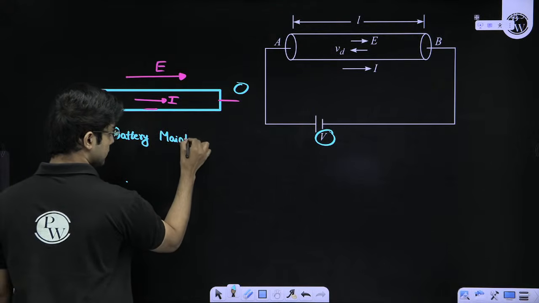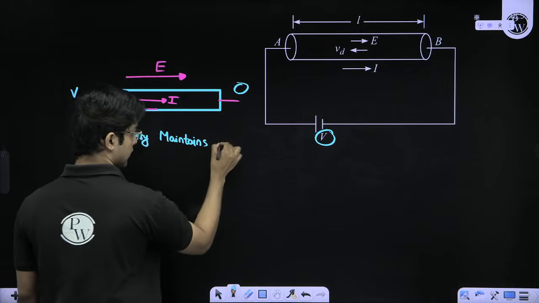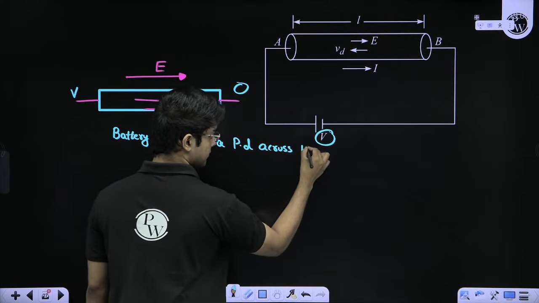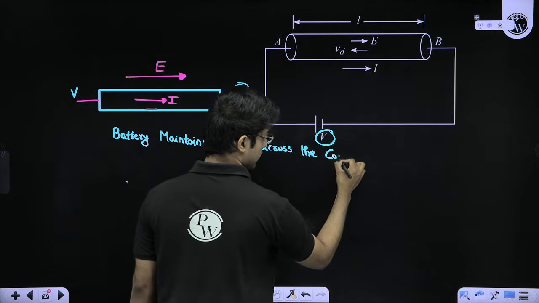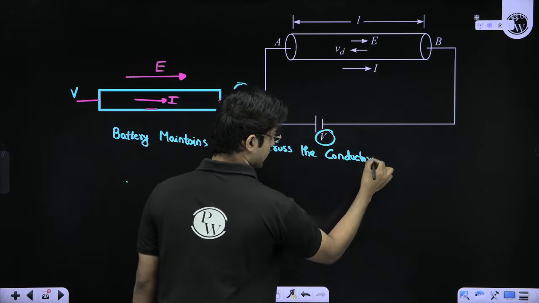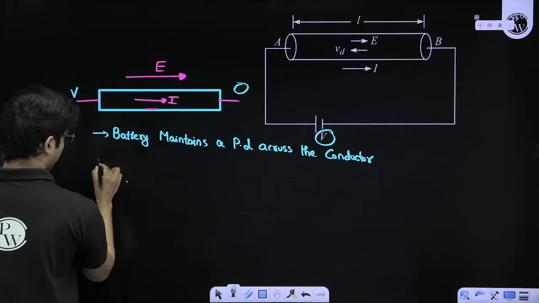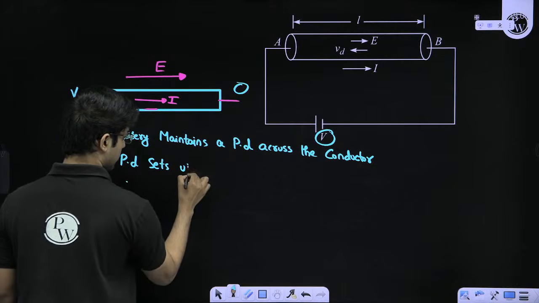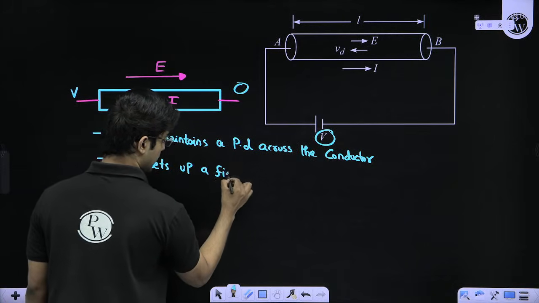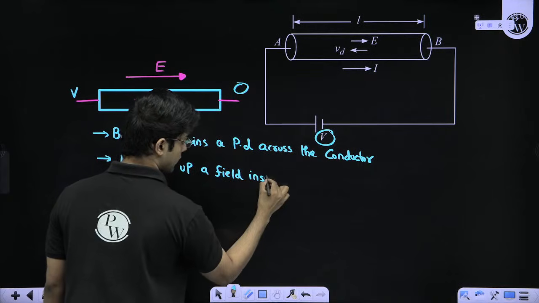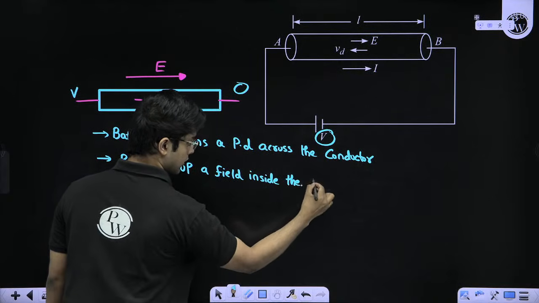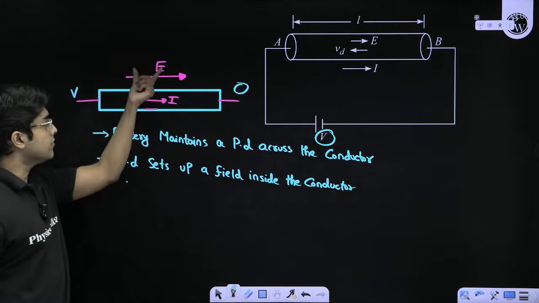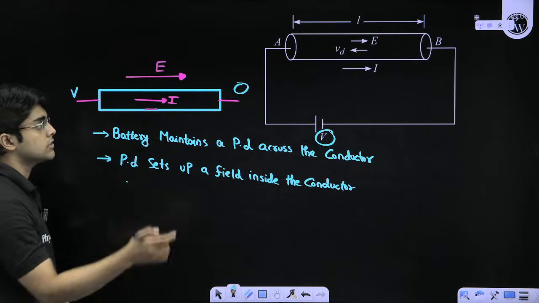So the battery maintains a potential difference across the conductor. And this potential difference sets up an electric field inside the conductor. And when we have an electric field, we get a current. The same drift velocity idea.